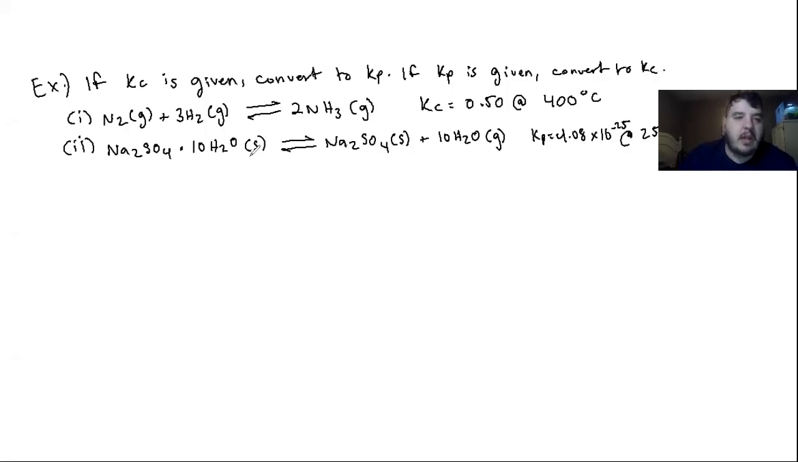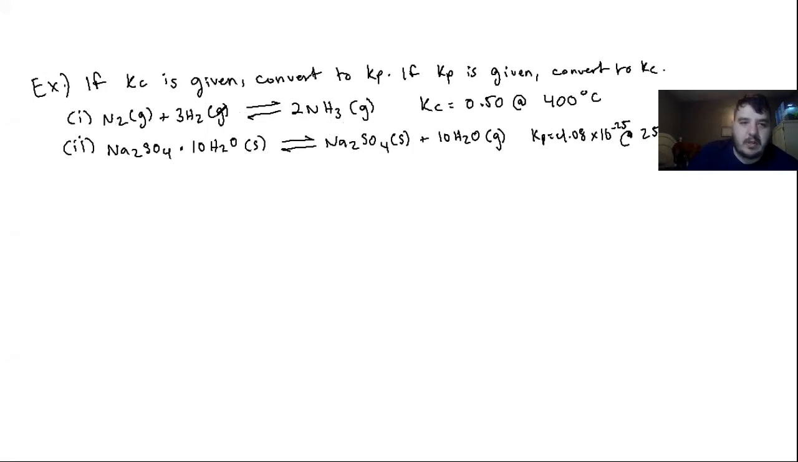Okay, so this is chapter 11, problem number 1 for exam 3. If Kc is given, convert to Kp. If Kp is given, convert to Kc. What is Kc and Kp? Well, these are equilibrium constants.